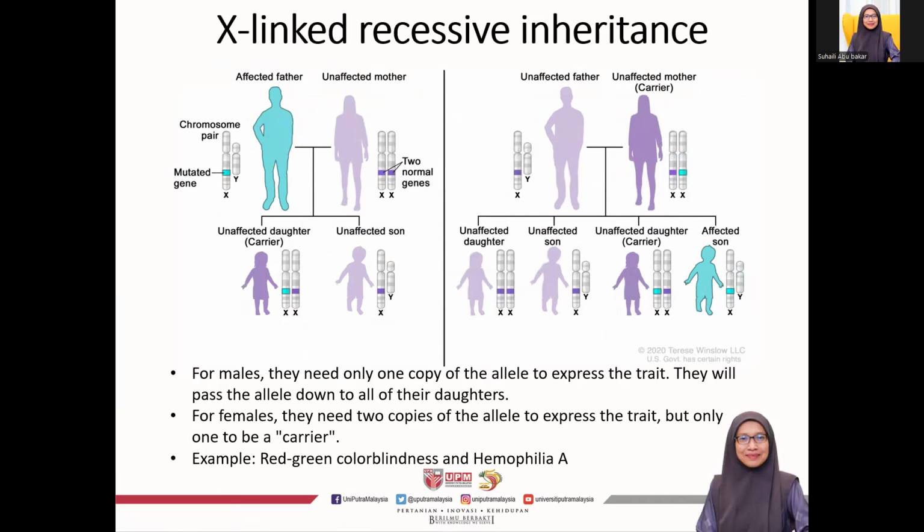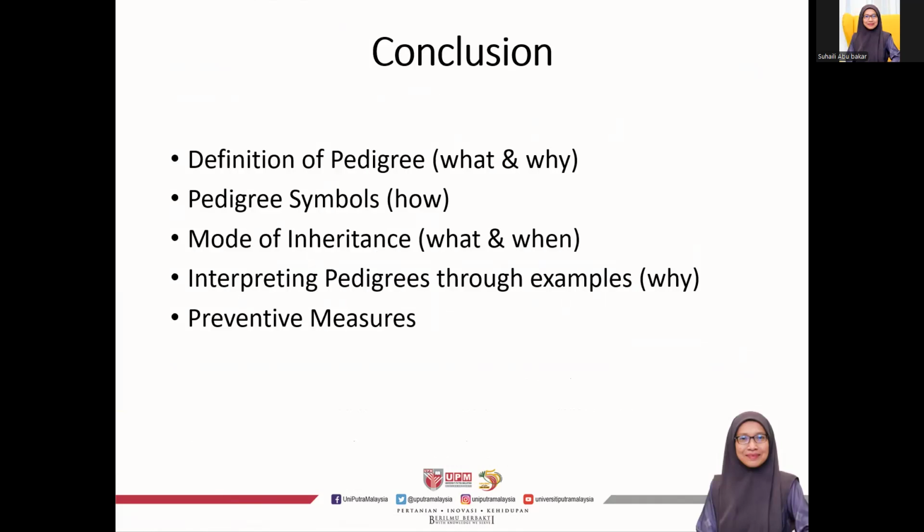Okay, let's move to X-linked recessive inheritance. For this one, males are more frequently affected because they have only one X chromosome. They will pass the allele down to all their daughters, but not to their sons. And females need two copies of the allele to express the trait. If they only have one mutated allele, it means that they are carriers. Examples of this inheritance are red-green color blindness and hemophilia A.